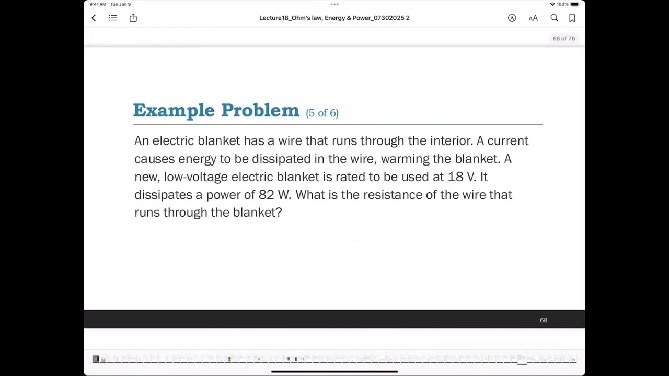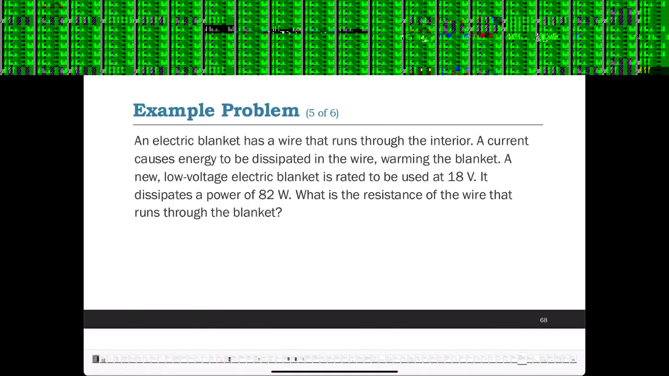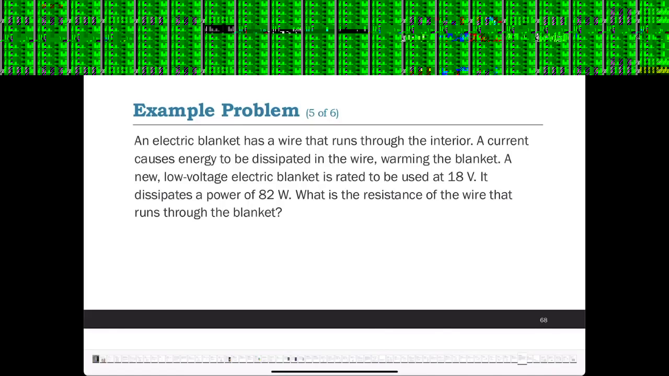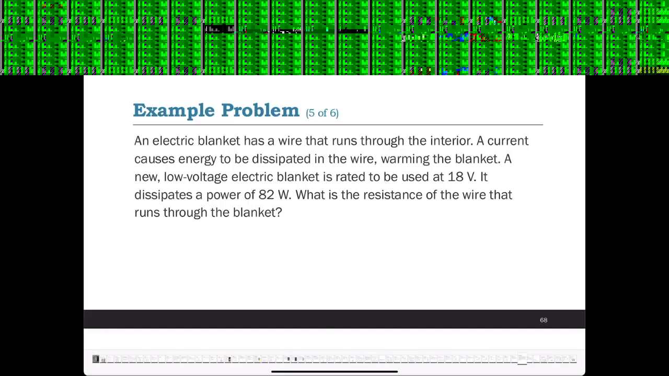An electric blanket has a wire that runs through the interior. A current causes energy to be dissipated in the wire, warming the blanket. A new low voltage electric blanket is rated to be used at 80 volts. It dissipates a power of 82 watts. What is the resistance of the wire that runs through the blanket?